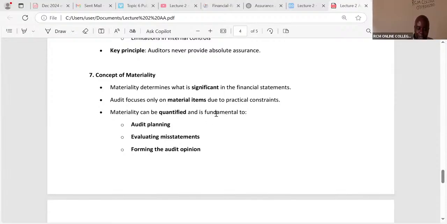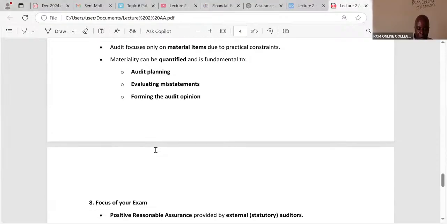Materiality can be quantified and is normally fundamental to audit planning, because during the planning stage we put this materiality. If something is above this, we audit it. If it's below, then that is really minute for us, immaterial. So materiality is also very important whenever you are evaluating misstatements, the errors, and when you are forming the audit opinion.